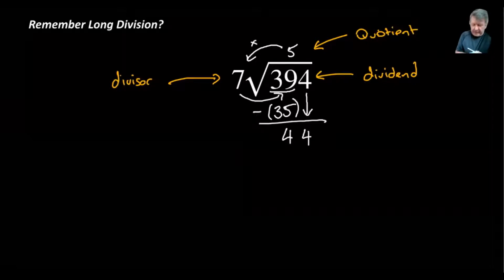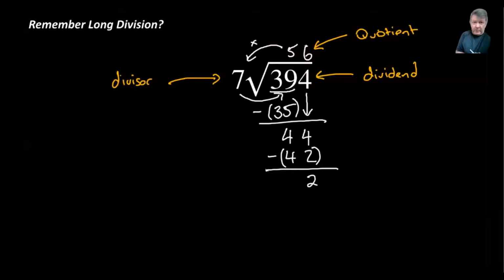7, do this whole thing again. 7 into 44. How many 7s in 44? 7 6s are 42, so there are 6. 6 times 7, working around the outside, is 42. Let's put it in brackets and subtract it again. 44 minus 42 is 2. That's our remainder. Because 7 doesn't go into 2 and we've got no more numbers to deal with.